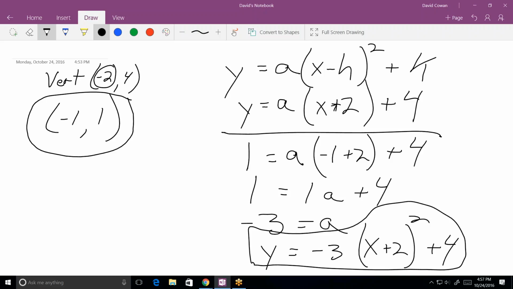They can be a little harder. The hardest problem would be if they just gave you 3 points that were on the parabola. Then that becomes rather difficult to solve. Then you end up with 3 equations and 3 unknowns, and you'd have to solve them as you would any system of 3 equations and 3 unknowns.